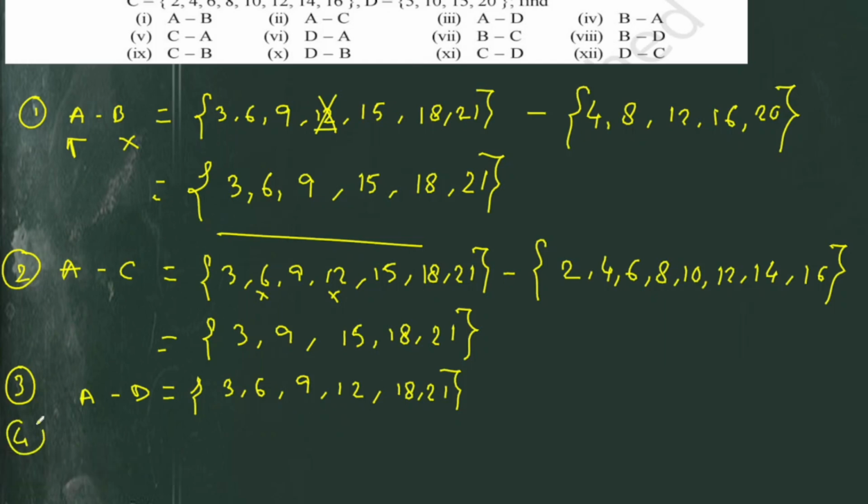Next, question number 4. B minus A. So the elements present in B but which should not belong to A. B is this one and A. So the elements of A should be removed. 3, is there any 3? No. 6, is there any 6? No. 9, no. 12, yes. 12 is there, so it should be removed from B. 15, no. 18, no. 21, no. So we copy the elements of B and remove the elements of A. So 4, 8, 12 should be removed, 16 and 20. So these are the values of B minus A.